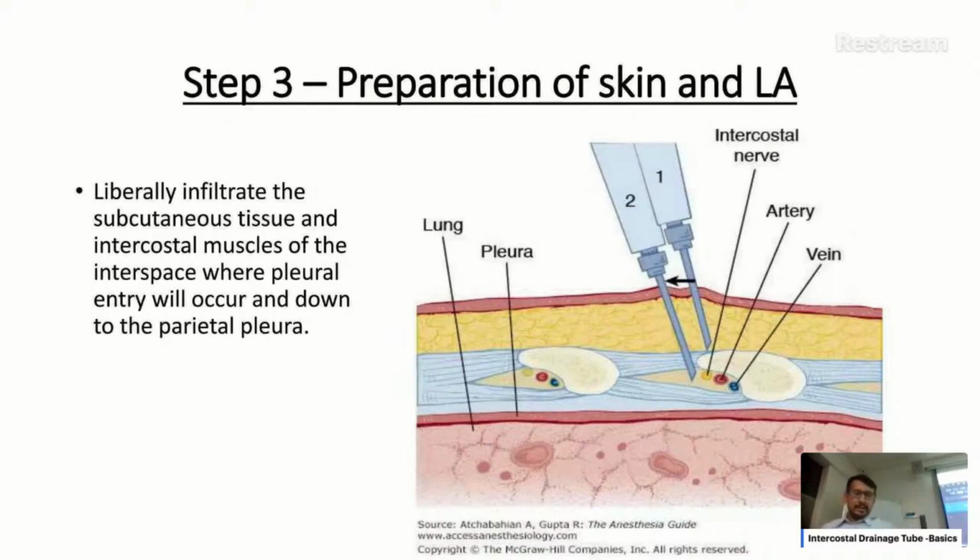Here we can see, as I have earlier talked about in the anatomy, the structures: vein, artery, and the intercostal nerve. The nerve lies just beneath the intercostal groove of the rib, so it is very easy to provide analgesia. We liberally infiltrate the subcutaneous tissue and intercostal muscles of the intercostal space where the pleural entry will occur, right down till the parietal pleura.